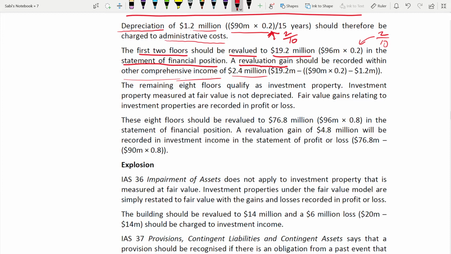Here, if you see, it is 19.2 minus 1.2. And 19.2, which is this. From here, you are deducting this and you are getting this 2.4. Basically, the gain you are taking.